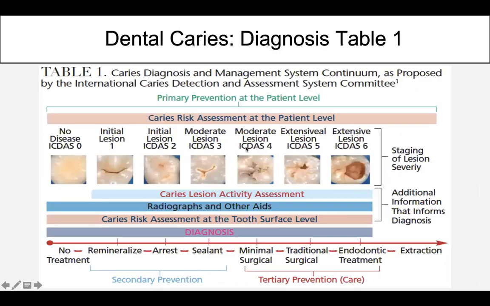And then we studied a table by the International Caries Detection and Assessment System, ICDAS, and then we had 6 stages. 0 means none, and 6 means very heavy cavitation. Stages 1 and 2 were initial lesions, moderate lesions were stages 3 and 4, and stages 5 and 6 were extensive lesions. And according to diagnosis, there were some treatments, including secondary prevention and tertiary prevention or care.